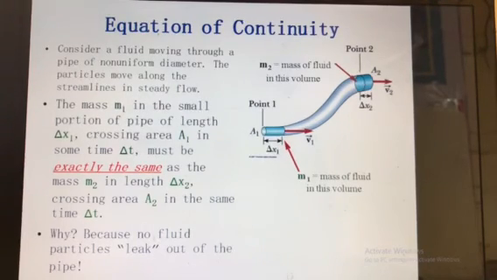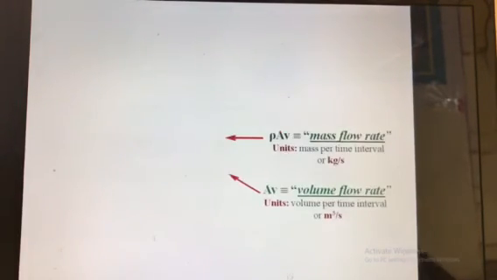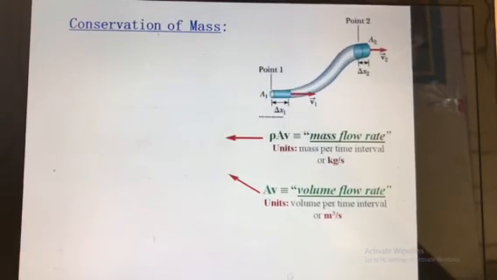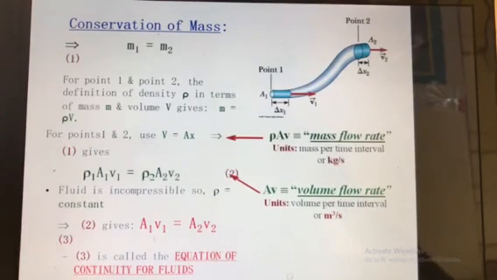Why? Because we know that the principle of this continuity equation is based on the conservation of mass. So the mass m1 must be equal to mass m2 according to the law of conservation of mass. We have given this reason here, because no fluid particles leak out of the pipe. So the fluid flow through section 1 must be equal to fluid flow through section 2. So from this we will get m1 is equal to m2.